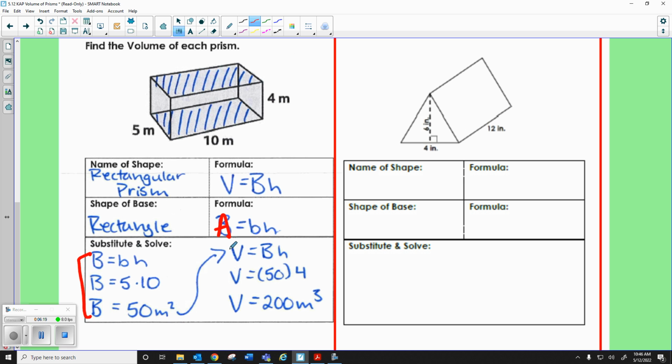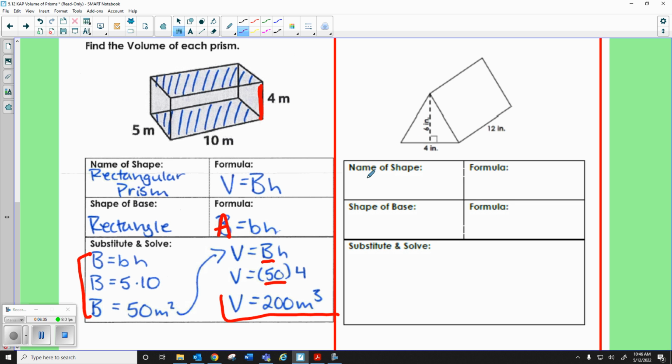And then I'm going to plug that into the volume formula. That area of the base was 50. We solved for it. And then the height, the piece that connects the two bases, is 4. Okay, most people probably got that just fine. Okay, but let's look at this one together.